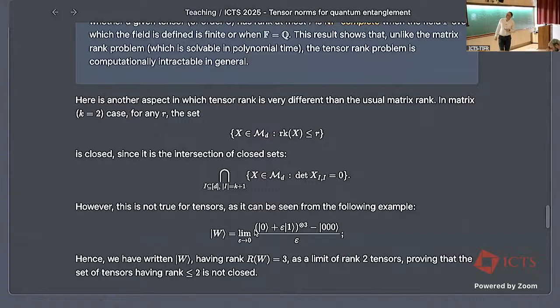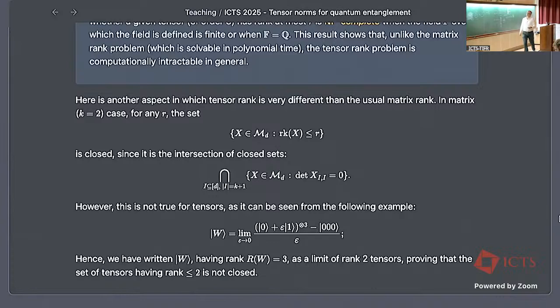The set of matrices with rank R or less is closed, and this is not true for tensors. And we can see it from our favorite example, the GHZ and the W states. So think about this formula, look for a minute at this formula.